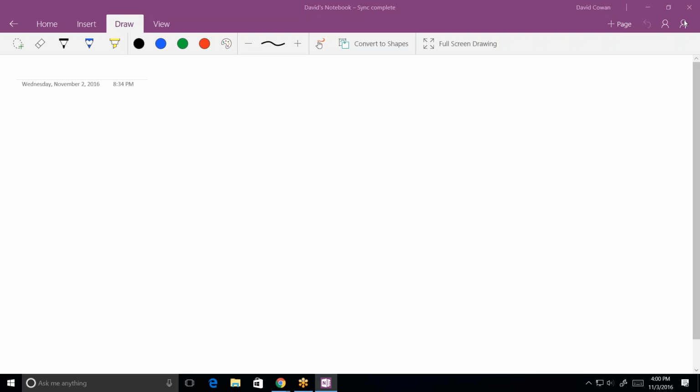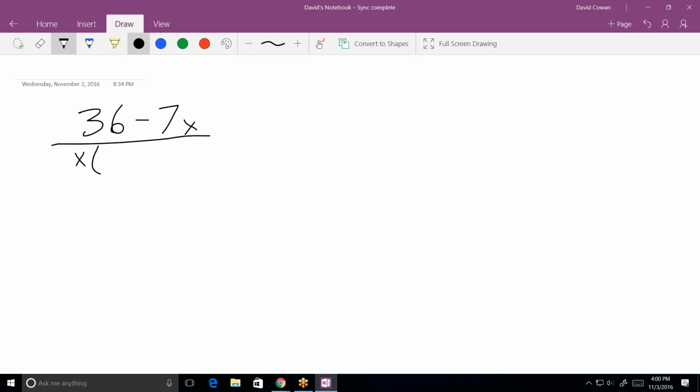So the first one is (36 minus 7x) over x times (x minus 3) quantity squared. This is slightly different. When you have something like this, you have to allow for an x minus 3 and an x minus 3 squared.